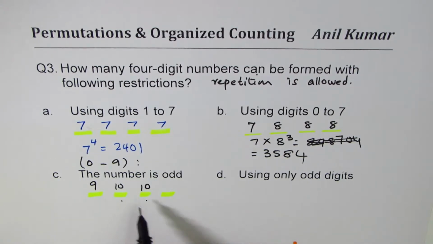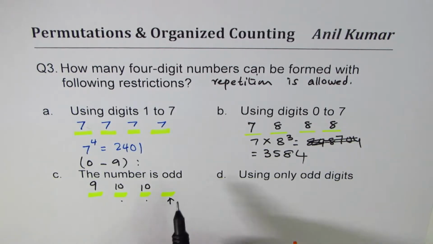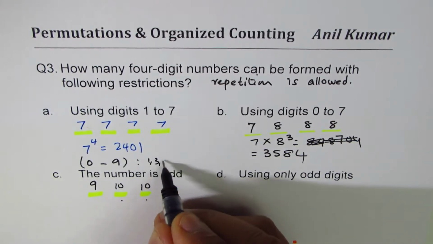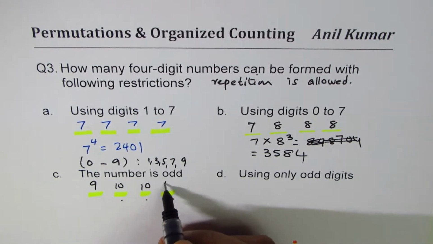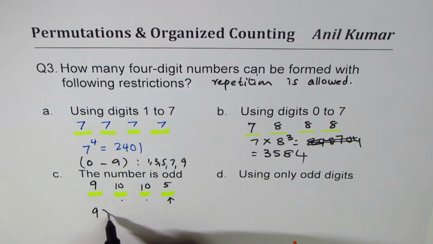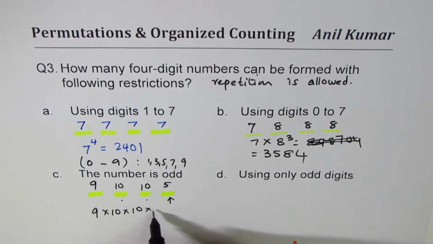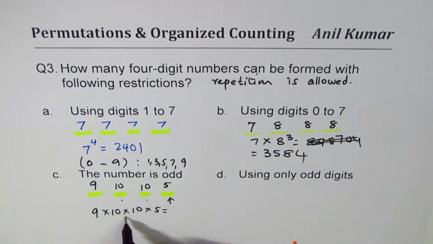The number is odd. That means in the last place, we could only use the numbers 1, 3, 5, 7, and 9. That is 5 of these. So that becomes the solution for the given case. Therefore, the answer is 9 times 10 times 10 times 5. Let's figure out how much it is. It is 900 times 5, which is 4,500. So 4,500 becomes the answer.